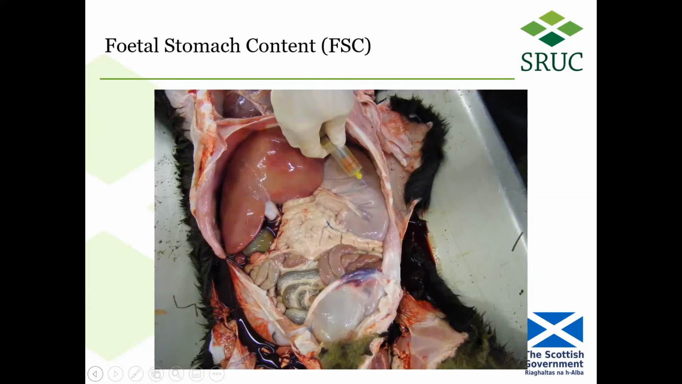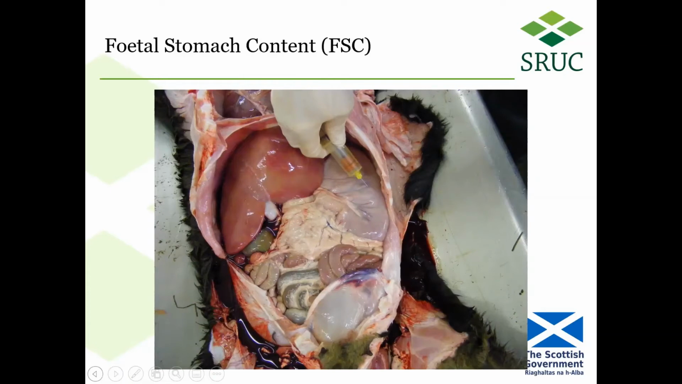If you genuinely can't get material out, then you can make a small nick in the abomasal wall and harvest the fluid out with a pipette, or even just run a swab along the abomasal wall just to get a sample of the material that's there. So those are your options, and that's a really, really important sampling.